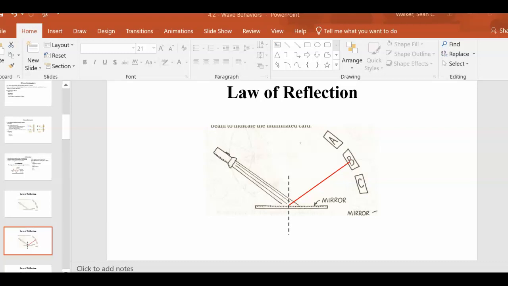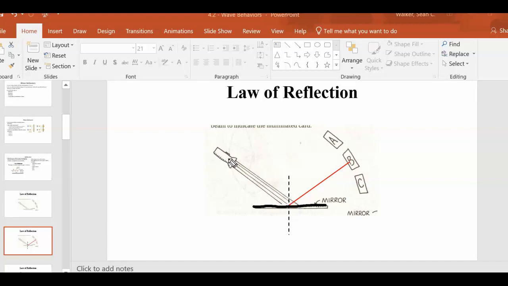So we talked about the idea of the boundary before. Here's a boundary in this situation. That's just the line separating two different objects, in this case the air and the glass. There's another line that you need to be aware of that's called the normal line.